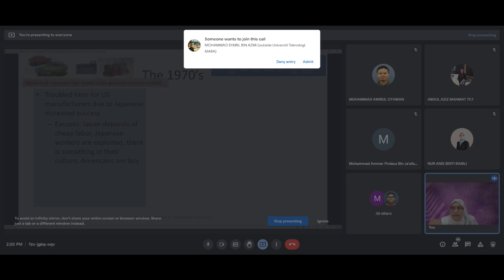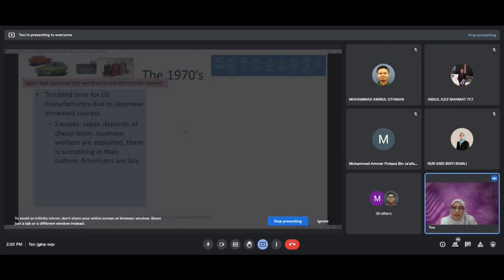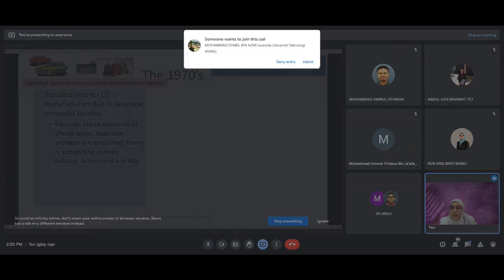And Japan at that time, in 1970, had captured the world auto and electronic market. For example, they produced Nissan and Toyota. They produced electronic products such as Nikon and Sony. So in 1970, the Japanese industry was successful compared to the American.